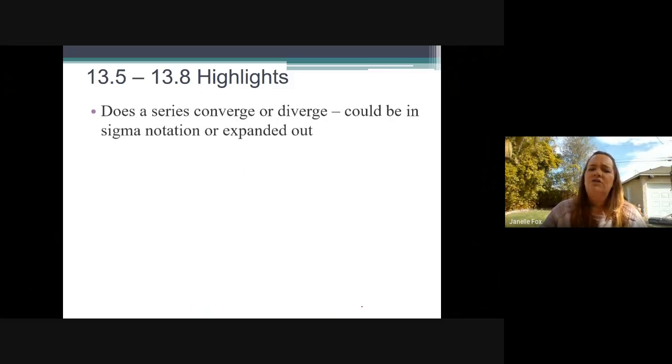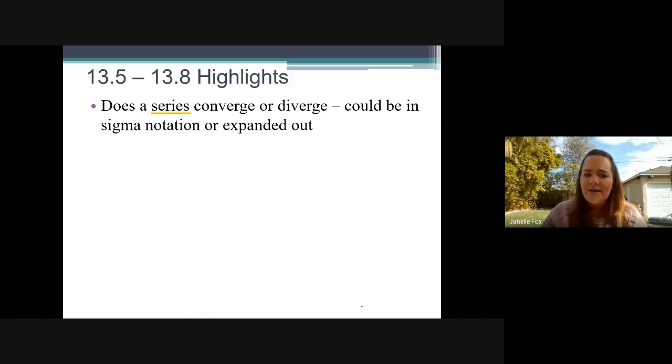Okay. We also talked about, does a series converge or diverge? A lot of times with our series, you have to figure out what they look like. Sometimes they're in sigma notation, right? And then sometimes they're expanded out. So you got to think about both of those. If it's a geometric series, it's actually easy to figure out.